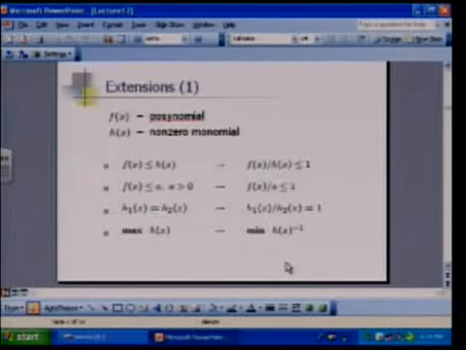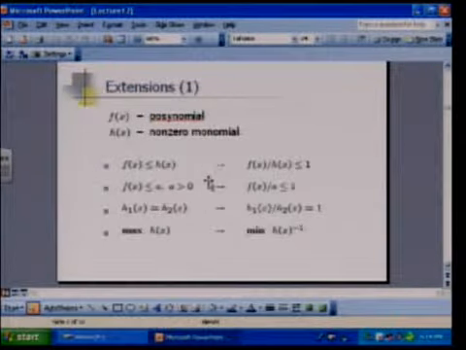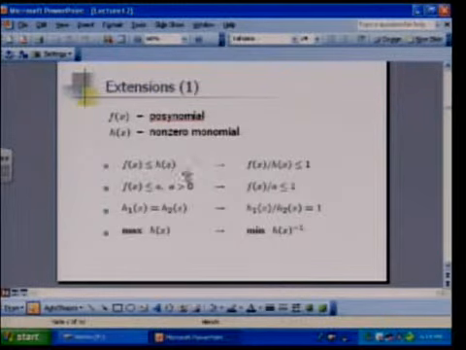Okay, so now you can see that this actually can have different extensions. For instance, this is one way to extend this geometric program to some other settings where you have f of x, which is a polynomial, and h of x is some non-zero monomial function. Remember, a monomial function is just a product of decision variables raised to a certain power, and a polynomial is just a linear combination of these monomial functions. And then, for instance, if you say f of x is less than or equal to h of x, that means what? f over h is less than or equal to 1.